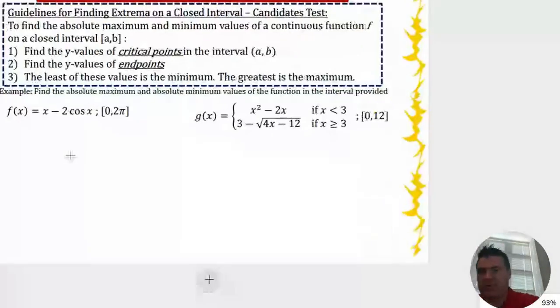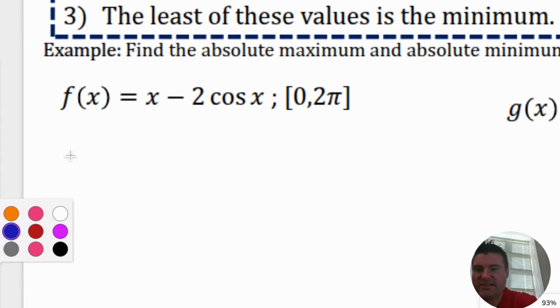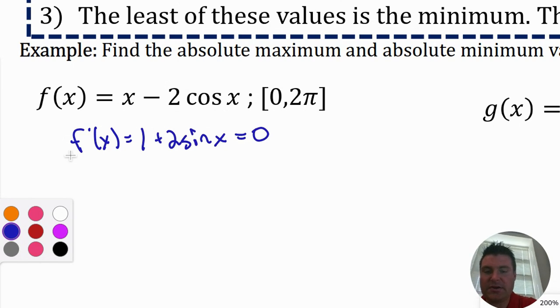So here we go. Let's first find our critical points, and in order to do that, we're going to set the derivative equal to 0. So f prime of x is equal to, the derivative of x is just 1, and the derivative of minus 2 cosine is going to be plus 2 sine of x. We set that equal to 0. Just so you know, this derivative will never be undefined because there is no ratio here. Sine is a continuous function. So I only care about when the derivative is equal to 0.